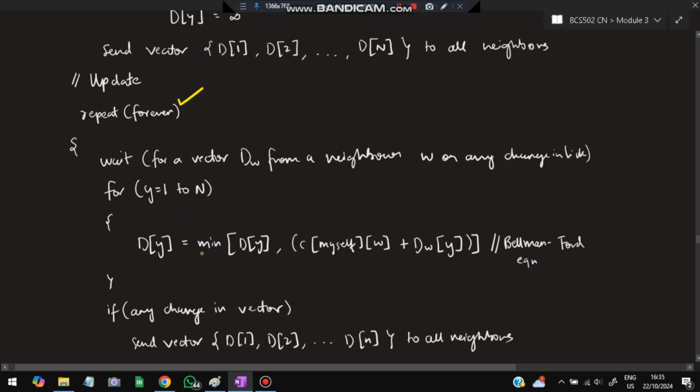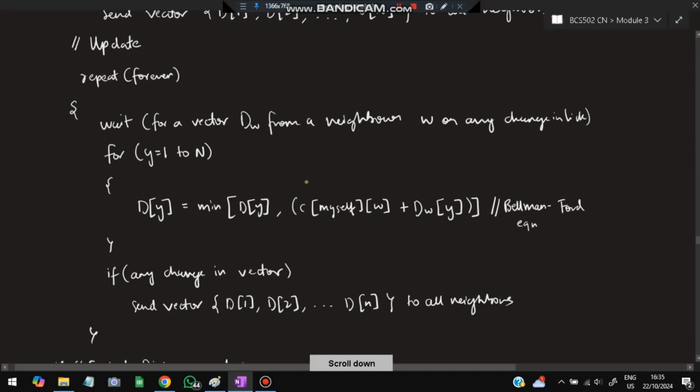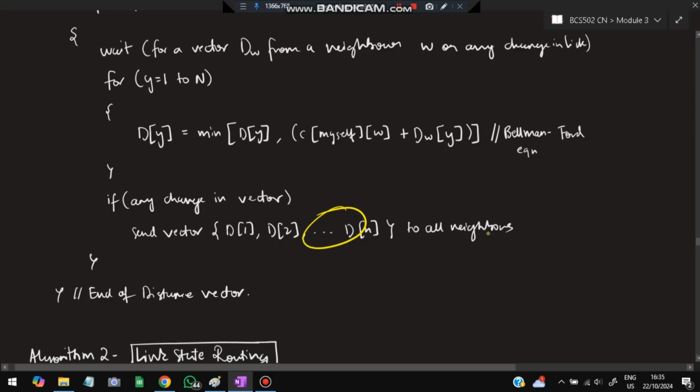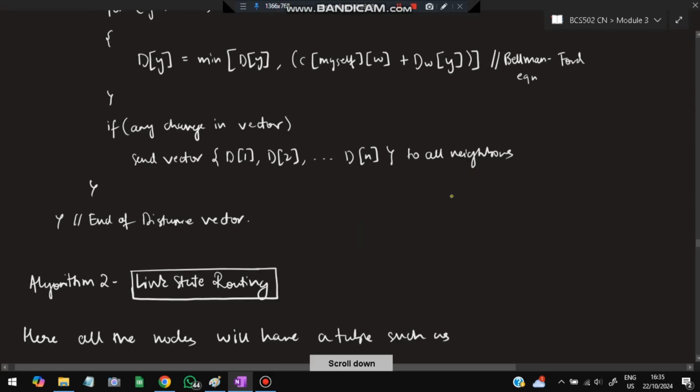Here we try to find out the minimum cost. Is it the straight path or a path through different nodes? Is this shorter or this shorter, that we are calculating here. And if there is any change, update the change and inform all the neighbors. Like that we keep on doing until we find the optimal path. That is about the distance vector routing.